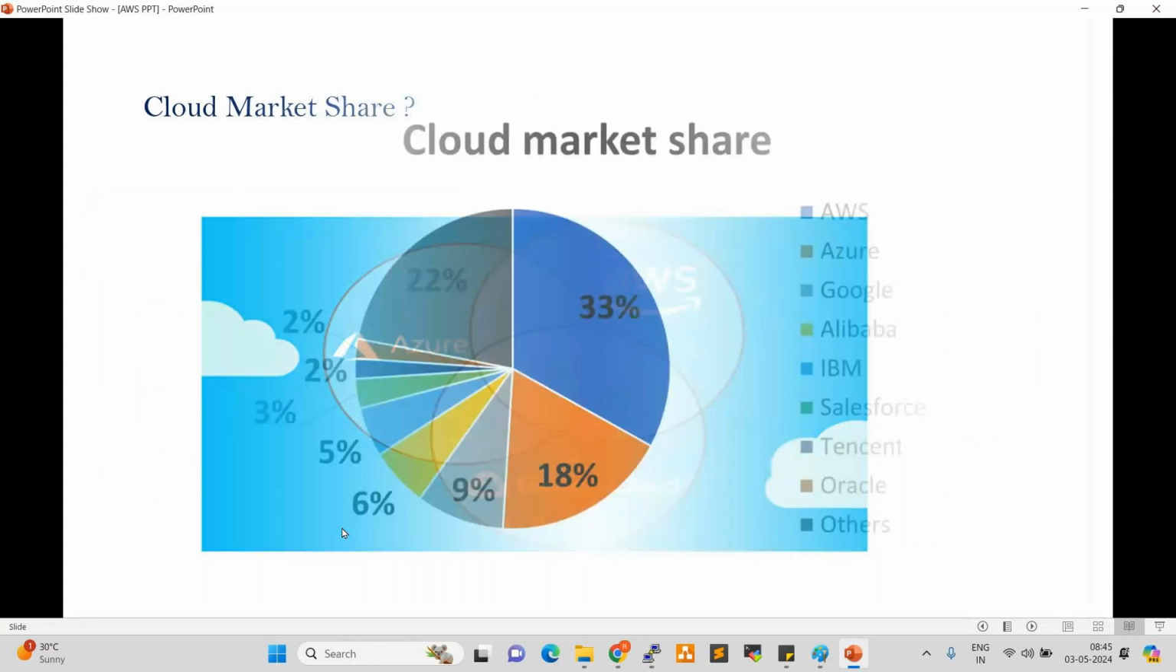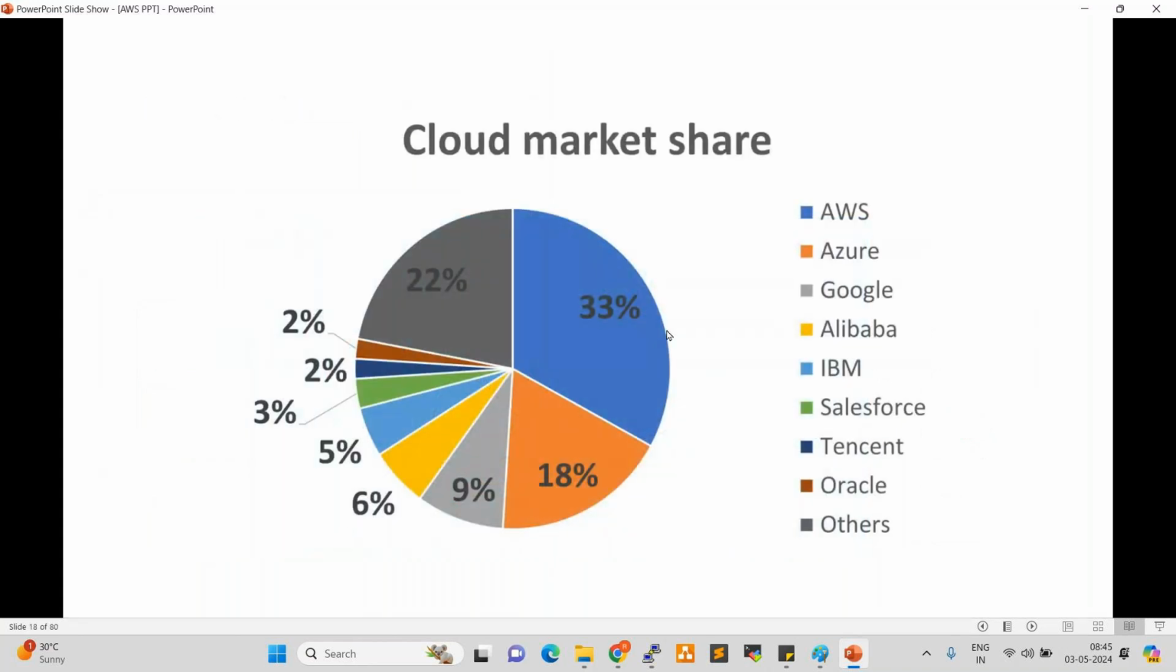Let's try to understand the cloud market share. See here, AWS occupied 33% of the market share, Azure 18%, Google 9%, Alibaba Cloud 6%, IBM 5%, Salesforce 3%, and Oracle Cloud 2%. Other clouds, nearly 26 more, occupied 22%.